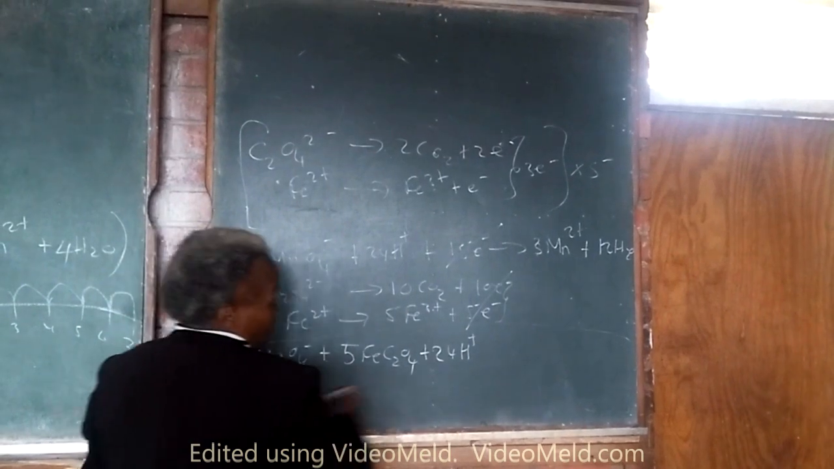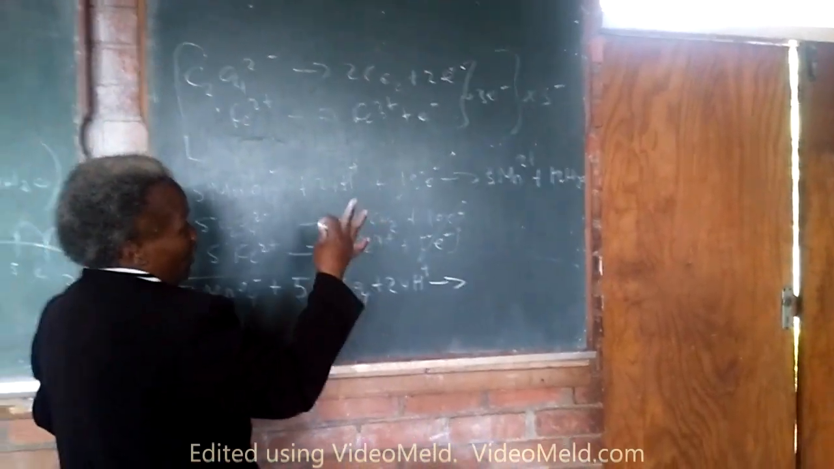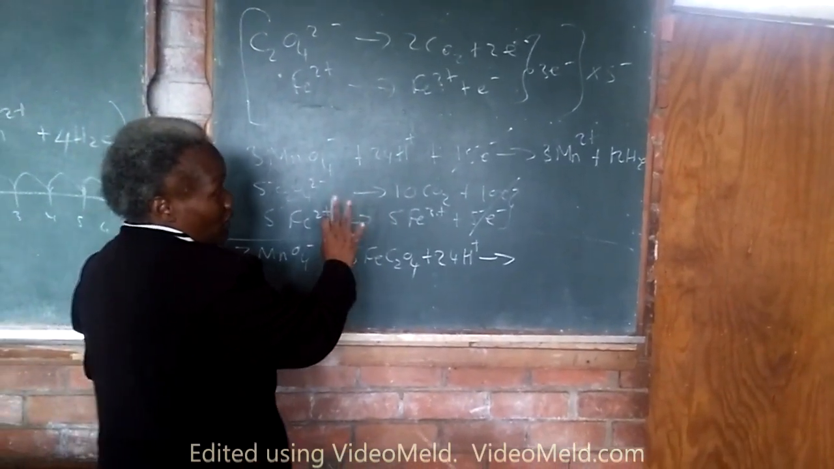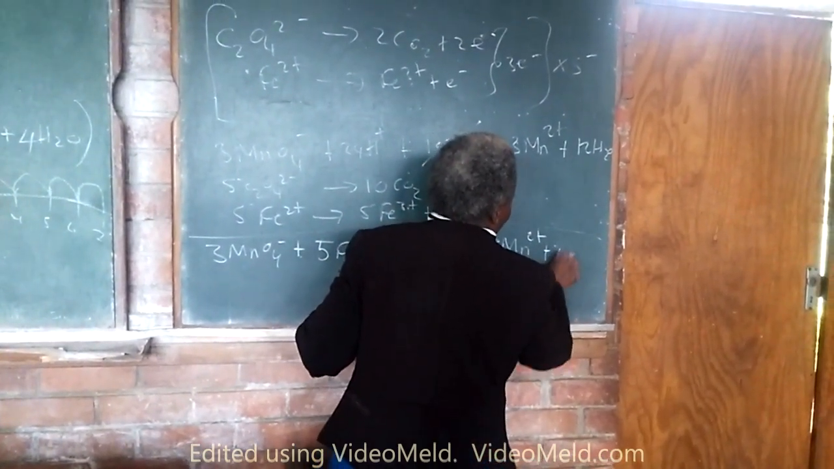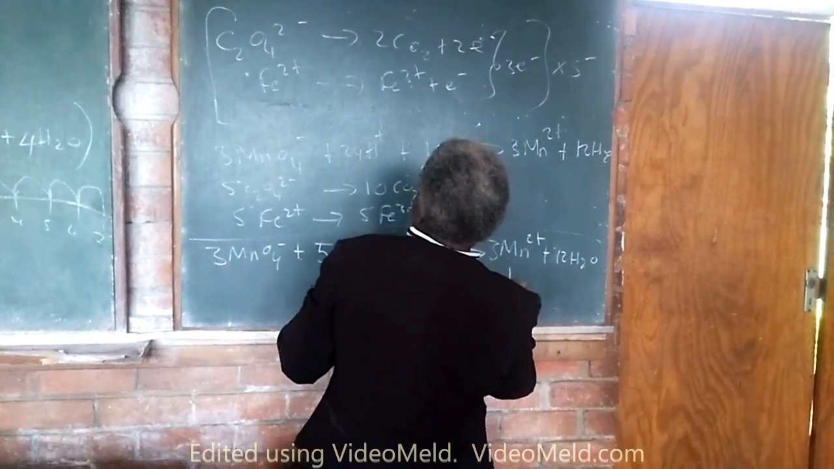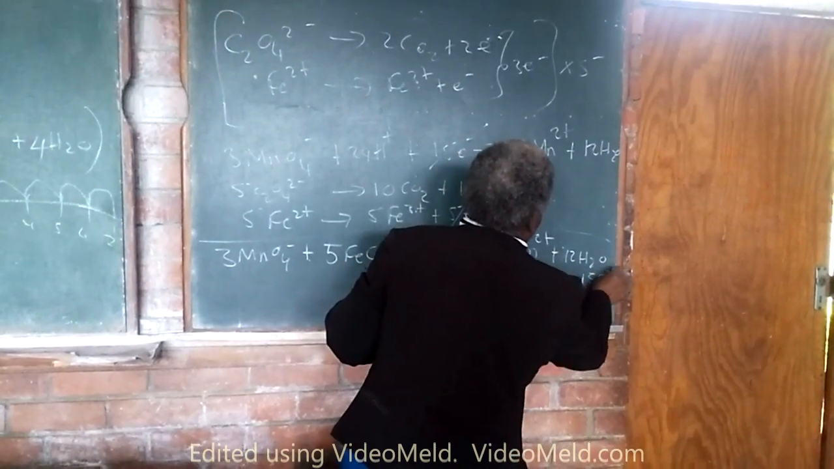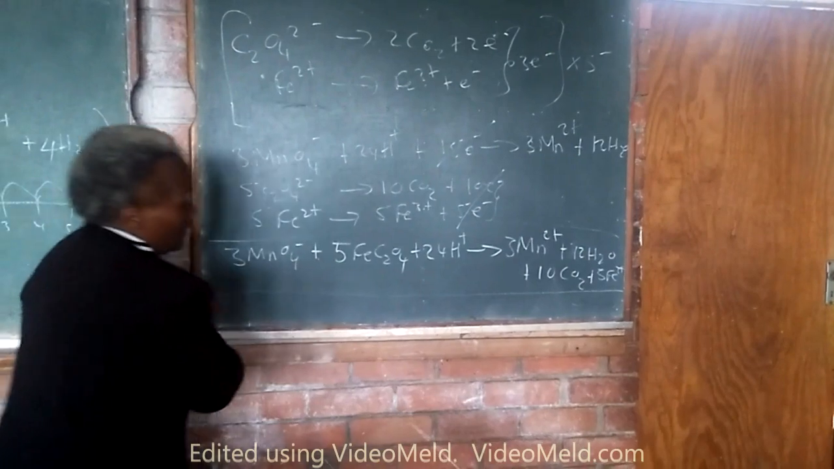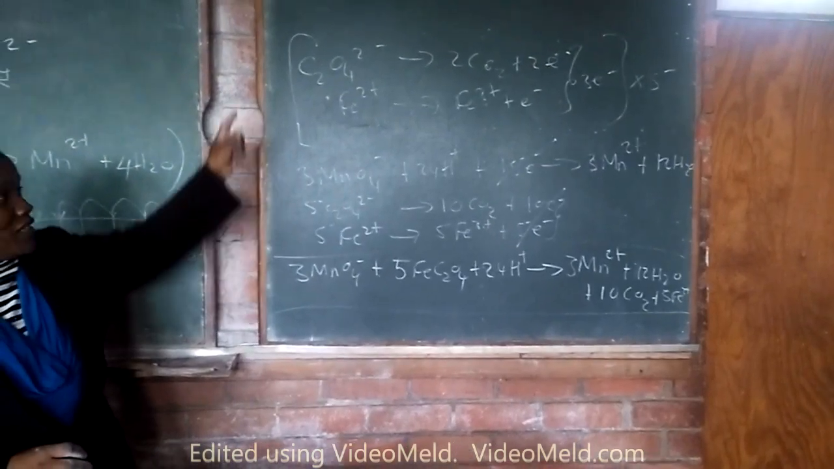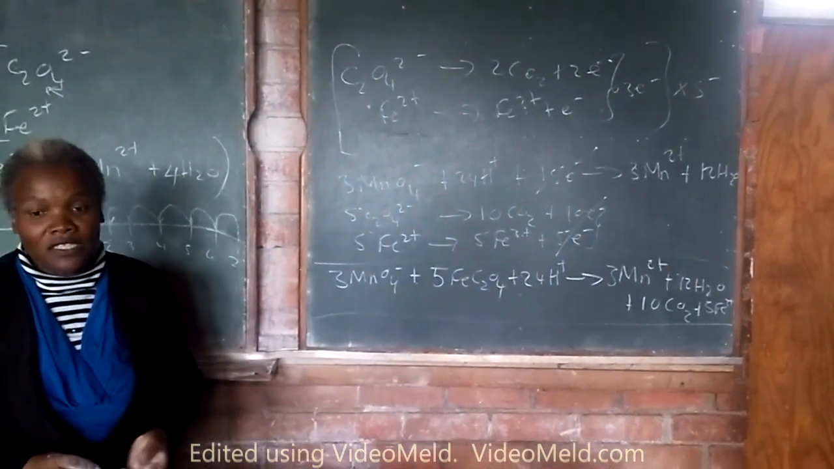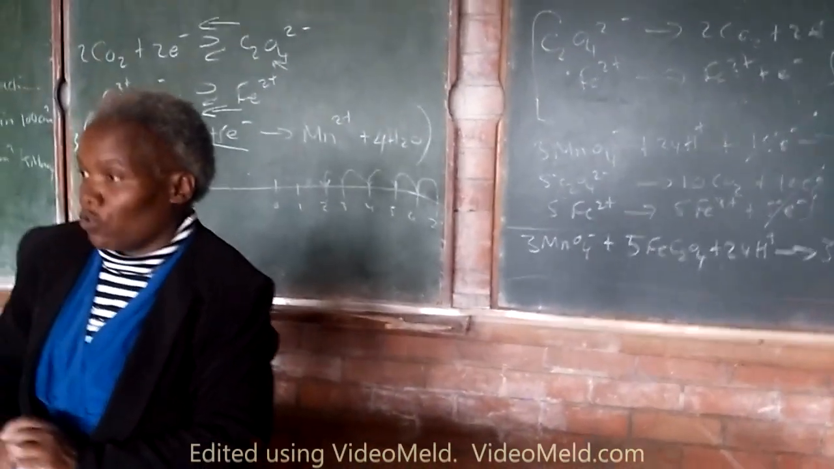So these are my reactants, and then I put an arrow and I take the products of the reduction reaction and combine them with the products of the oxidation process. So 3 Mn2+, 12 waters, plus 10 CO2 plus 5 Fe3+. This is the balanced equation that we have. So this is how we go about constructing our balanced equation. Now we have our balanced equation, we are going to use it in calculations.